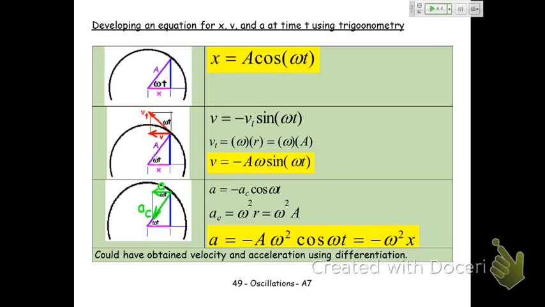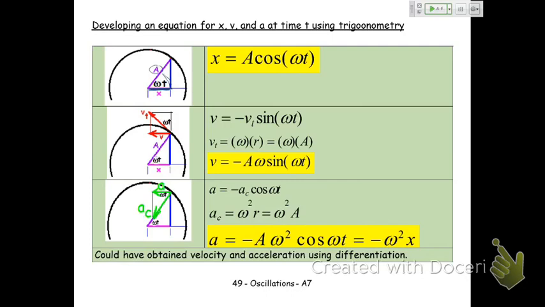Let's derive some equations from these diagrams. So here's my first equation, and I say, well, look, what I want is at any time, I want to know what this value of x is as this angle changes. Oh, look, this is trig. I would say x is equal to hypotenuse cosine the angle. The hypotenuse happens to be the amplitude, so x is equal to A cosine omega t.